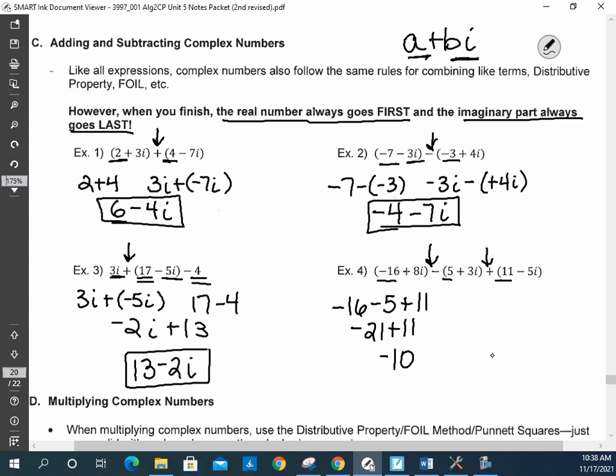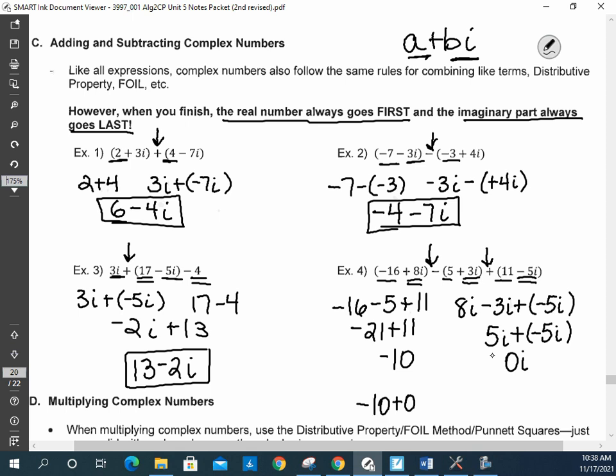Do the same thing with the i's. 8i minus 3i plus negative 5i. 8i minus 3i, 5i. And then 5 plus negative 5 is 0. So that's 0i. So your answer is negative 10 plus 0i.